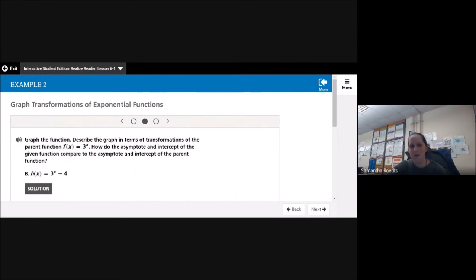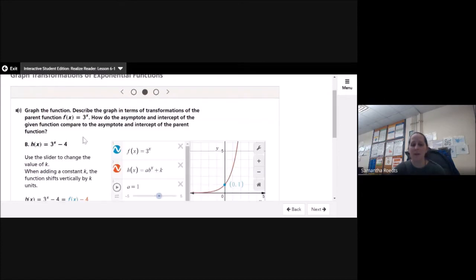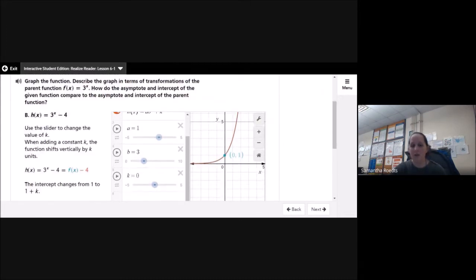So I graph the function, describe the graph in terms of transformations of the parent function f of x equals 3 to the x. How do the asymptotes and intercepts of the given function compare to the asymptote and intercepts of the parent function? Okay, so b is h of x equals 3 to the x minus 4. I have no value out here for a. Okay, so nothing changes for a, so it's going to stay like this. Okay? But I do change my value of k.